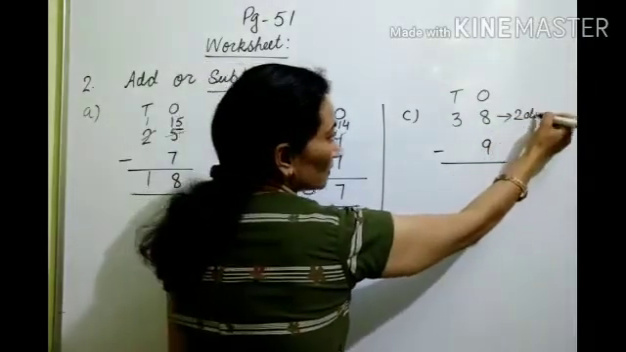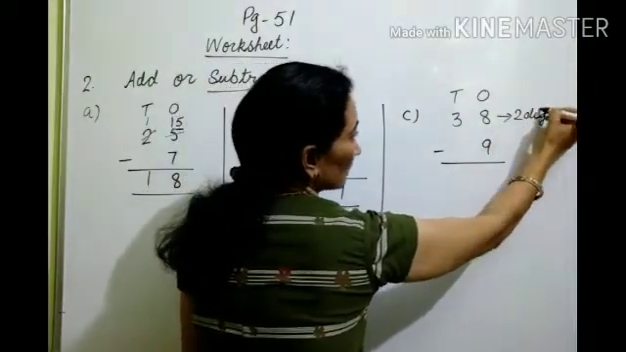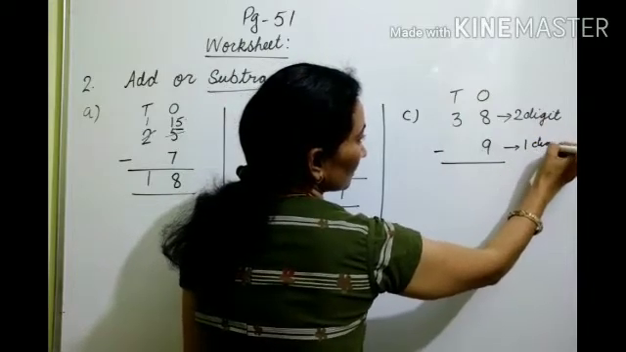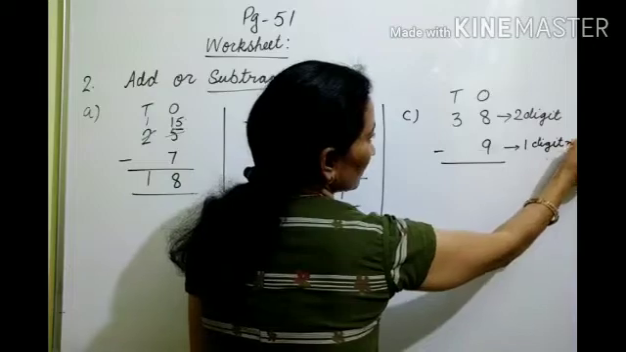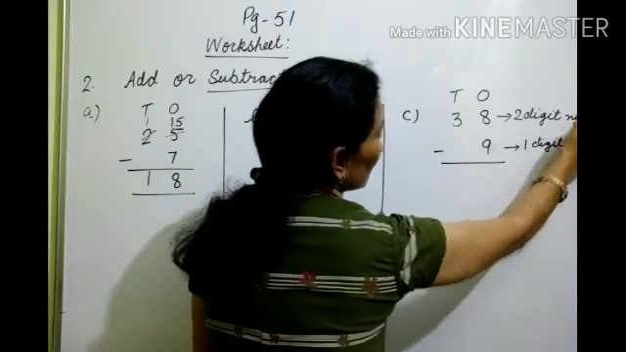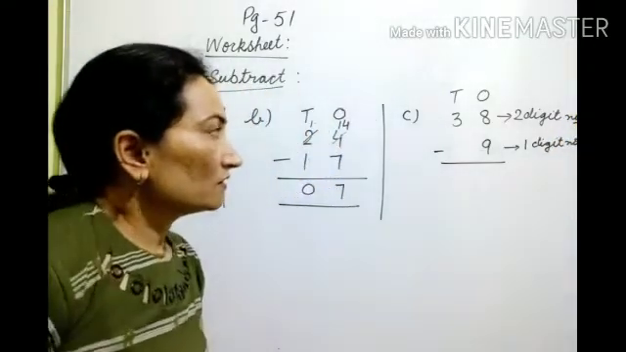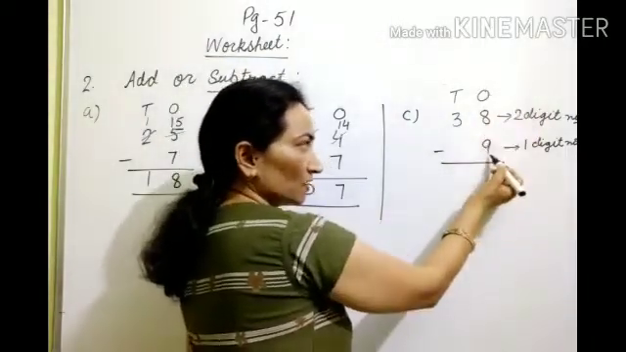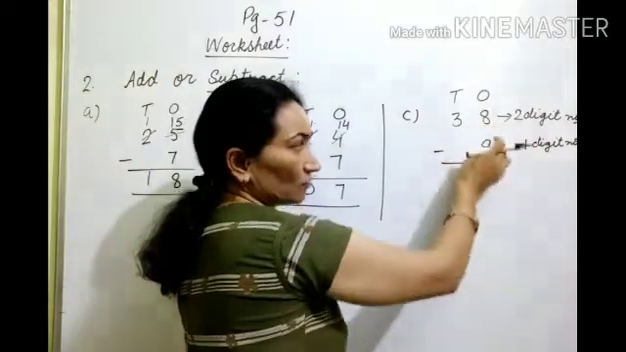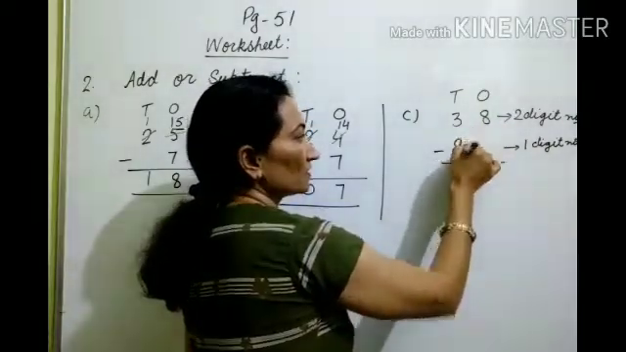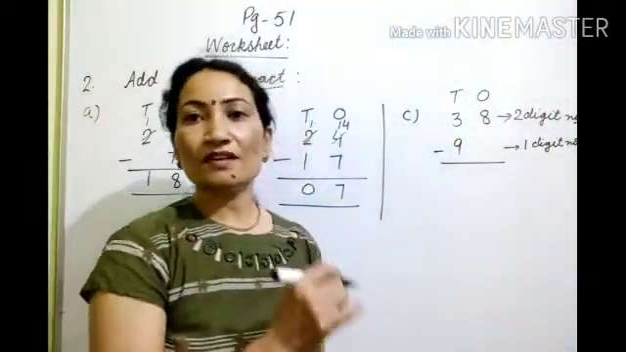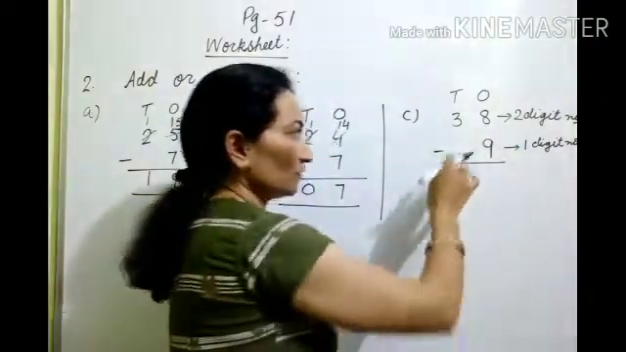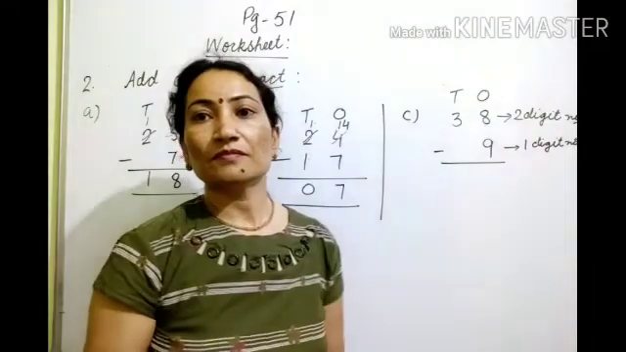Two-digit number, and 9 is a one-digit number. Two-digit number we will write in tens and ones, and one-digit number we will write in the ones column. We will not write like this. This will give us a wrong answer. So a one-digit number we will write in the ones column.